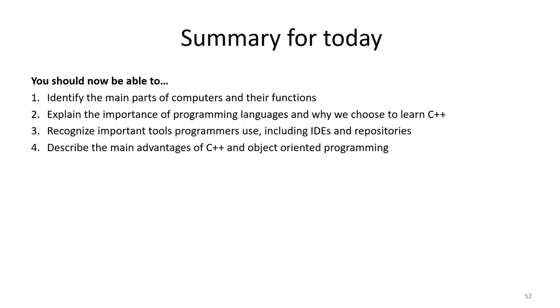So let's summarize for today. So hopefully now you're able to identify and describe the main parts of computers and their functions. Also, make sure you understand the importance of programming languages and those basic terms we covered, like high-level, low-level languages, and why we choose to learn C++. Also, make sure you recognize those tools that programmers use, including IDEs and the GitHub repository. You'll see that we're going to be using them a lot in this class. And finally, make sure you understand kind of the key advantages of C++ and the differences between object-oriented and procedural programming.